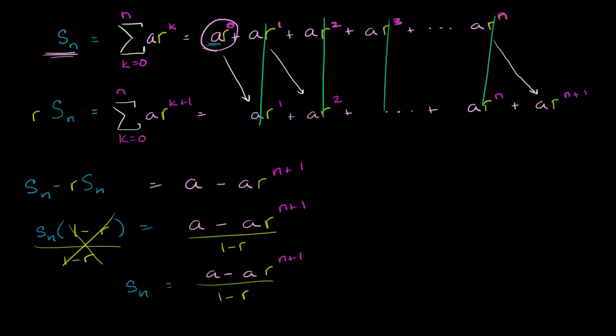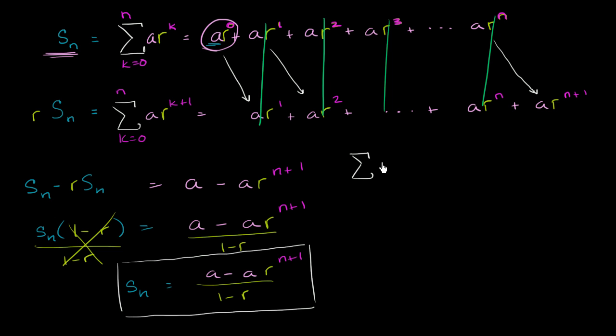Why is this useful? Well, let's actually apply this formula that we just finished deriving. Let's say that we have a geometric series. Let's say our first term is 3, and it's 3 times 1 half to the kth power. And we're going to start at k equals 0 all the way to, I don't know, k equals 100.